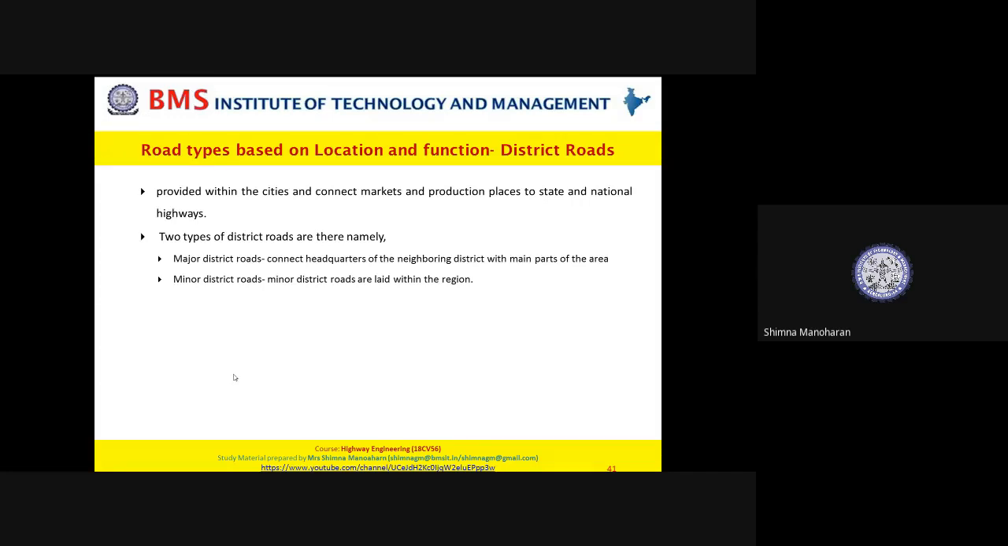Now, you have two types of district road. One is the major district road, and another one is the minor district road. The major district road will connect the headquarters of the neighboring district with the main parts of the area. Minor district roads are laid within the region. So for major district road, suppose you have two different districts, it connects the headquarters of the neighboring district. Minor district road connects within the region.